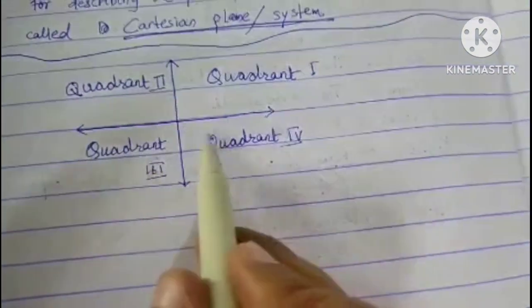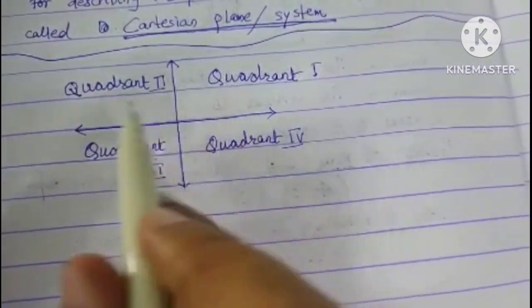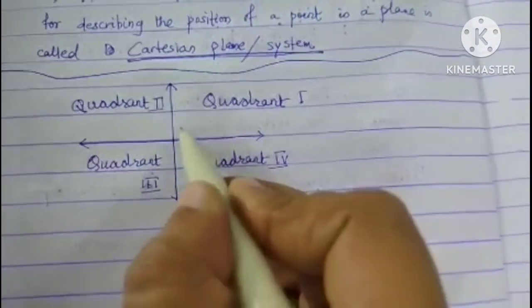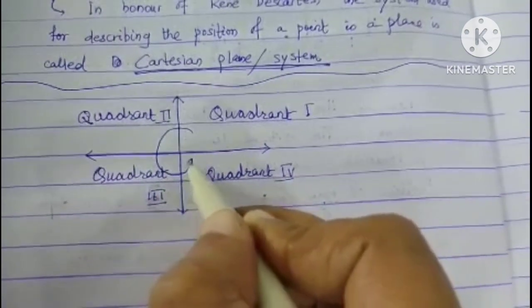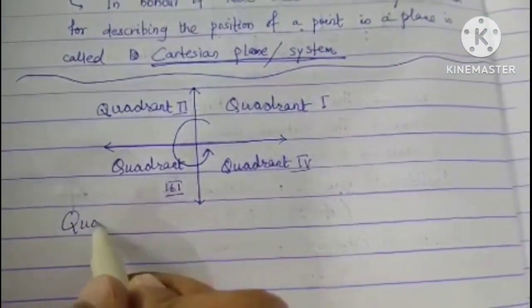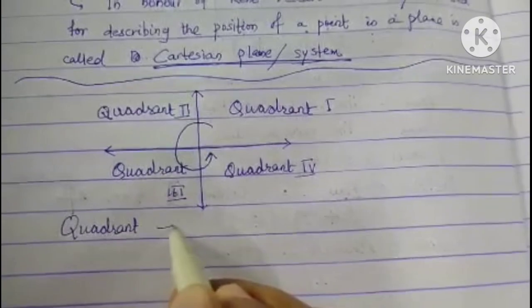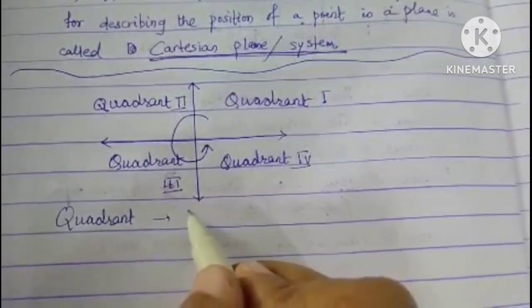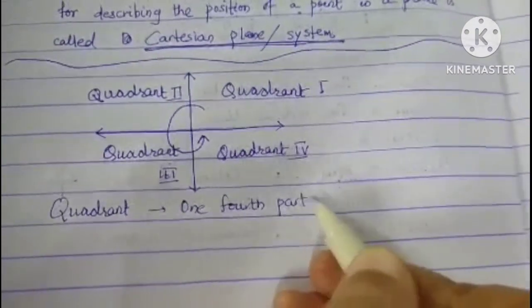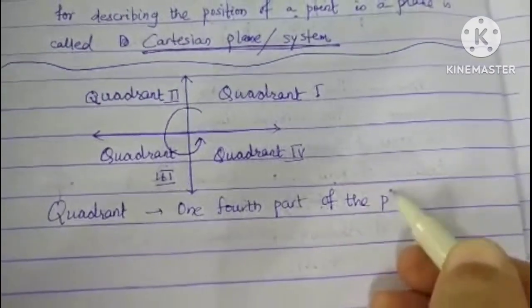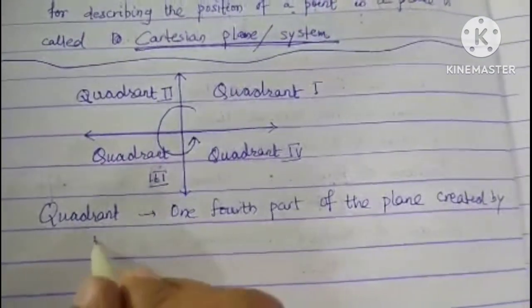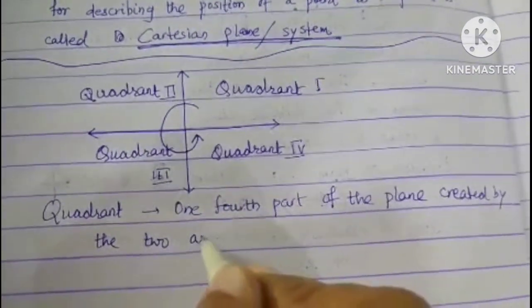So basically this plane has been divided into 4 quadrants: quadrant 1, 2, 3, 4, and we name it like this. First one, here it is 1, and we move anti-clockwise like this. Okay, so what is a quadrant? Quadrant is 1/4 part of the plane created by the two axes.